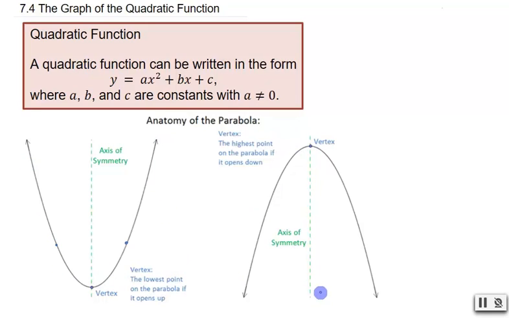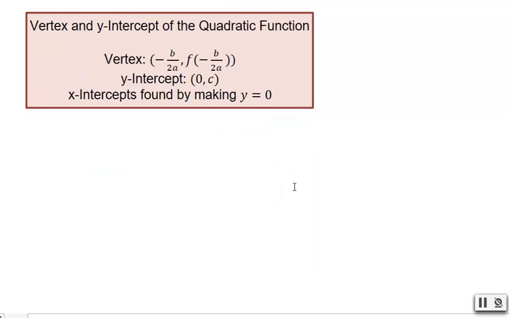Same with this one. You have that axis of symmetry, but here the vertex is going to be the highest point on the parabola if it's opening down. So that's where those are used, for the maximization and minimization types of problems. So we're going to find the vertex and y-intercepts of these quadratic functions.